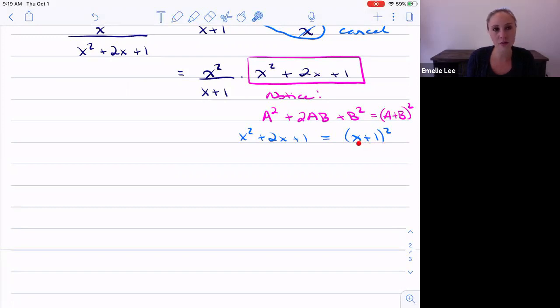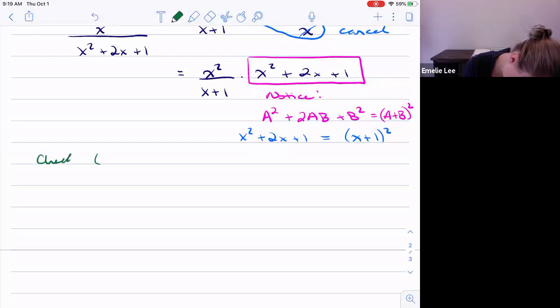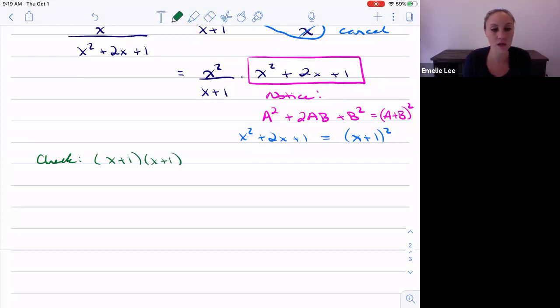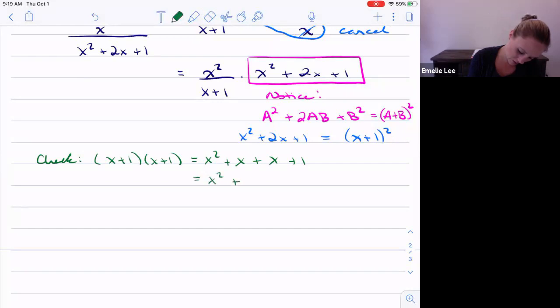Just to check my work, especially if you're not feeling 100% confident, it's worthwhile expanding this briefly, just to make sure that it's the right factor. So we can check by doing x plus 1 times x plus 1. That's x plus 1 squared, which is x times x, which is x squared, x times 1 is x, plus 1 times x is x, plus 1 times 1 is 1. This is x squared plus 2x plus 1, so we are good to go. That was just a little side check.